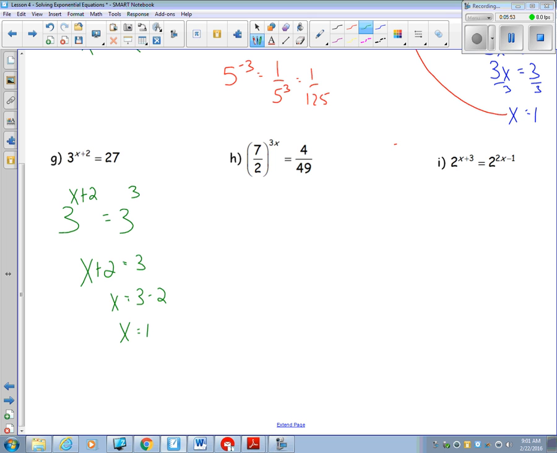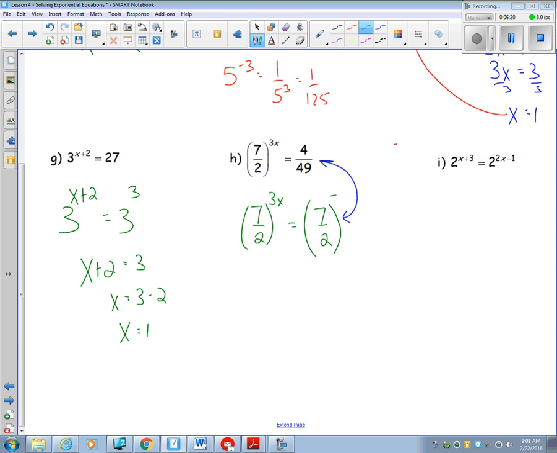Okay, try the next one. 7 halves to the 3x. Okay, so I need to put this thing into 7 halves to the power of something. Just taking a look at that. 7 to the power of something is not going to be 4, but I know that 7 to the power of 2 is 49. So what's happened between the fraction base I want and the fraction base I have? It kind of looks like they've been flipped upside down, right? How do we flip things over?